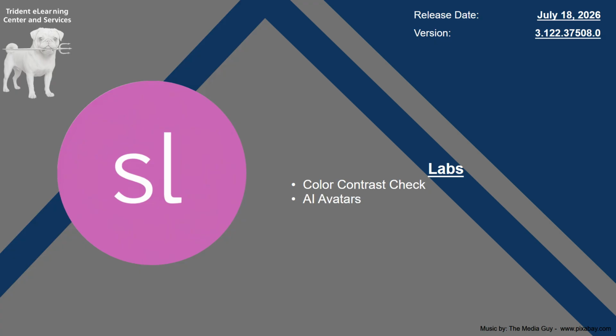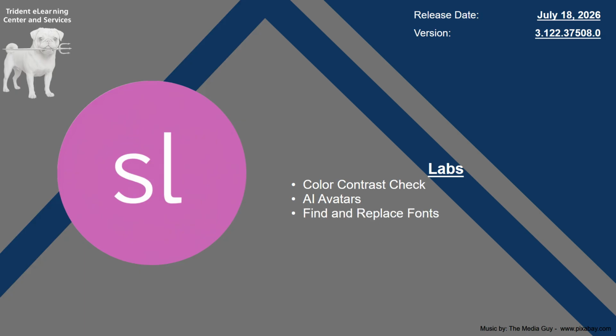The second is AI avatars, and this one is worth keeping an eye on. AI avatars are AI-generated avatar videos that narrate your course content, designed to drive learner engagement through conversational, on-screen presenters without requiring you to record video yourself. If this makes it to full release, it has the potential to significantly change how developers approach on-screen narration.